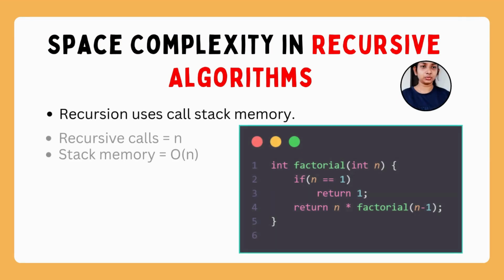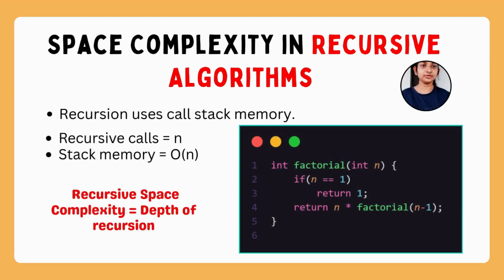Now let's talk about space complexity in recursion. This is a very important exam and interview topic. Just remember this rule. Recursion uses extra memory of the call stack. Every time a recursive function is called, a new stack frame is created in memory. Let's look at an example. Here the function keeps calling itself until n becomes 1.